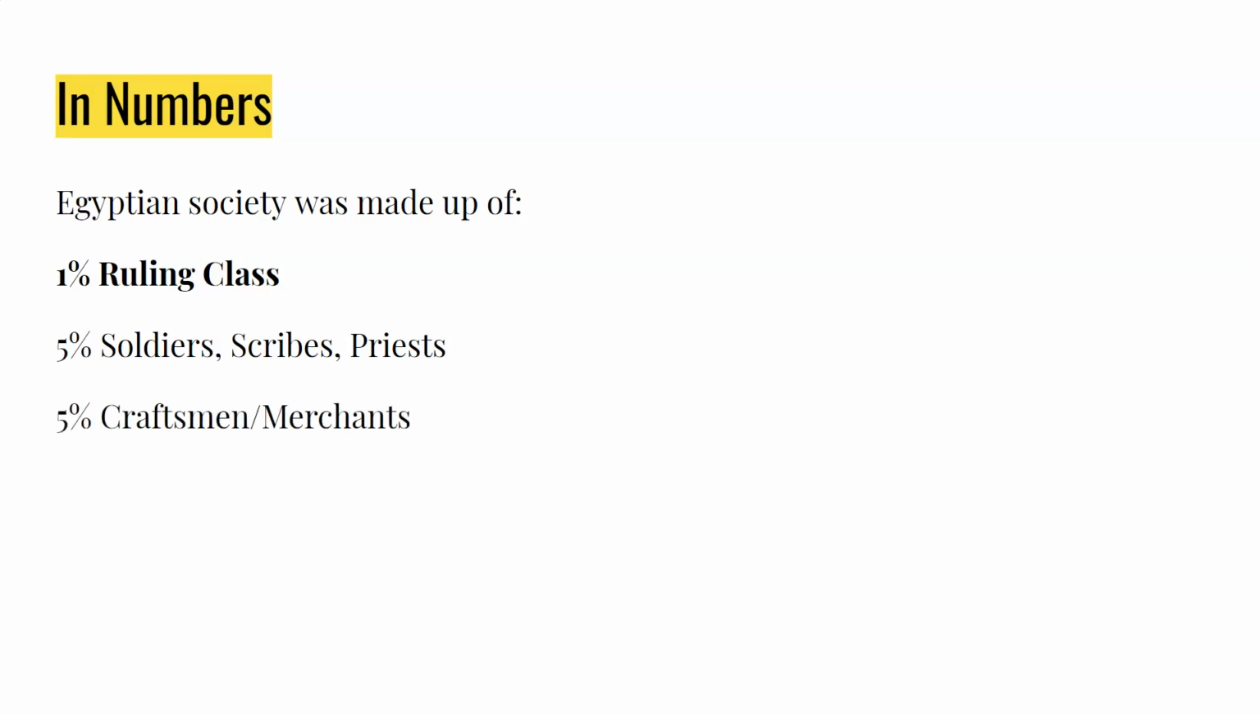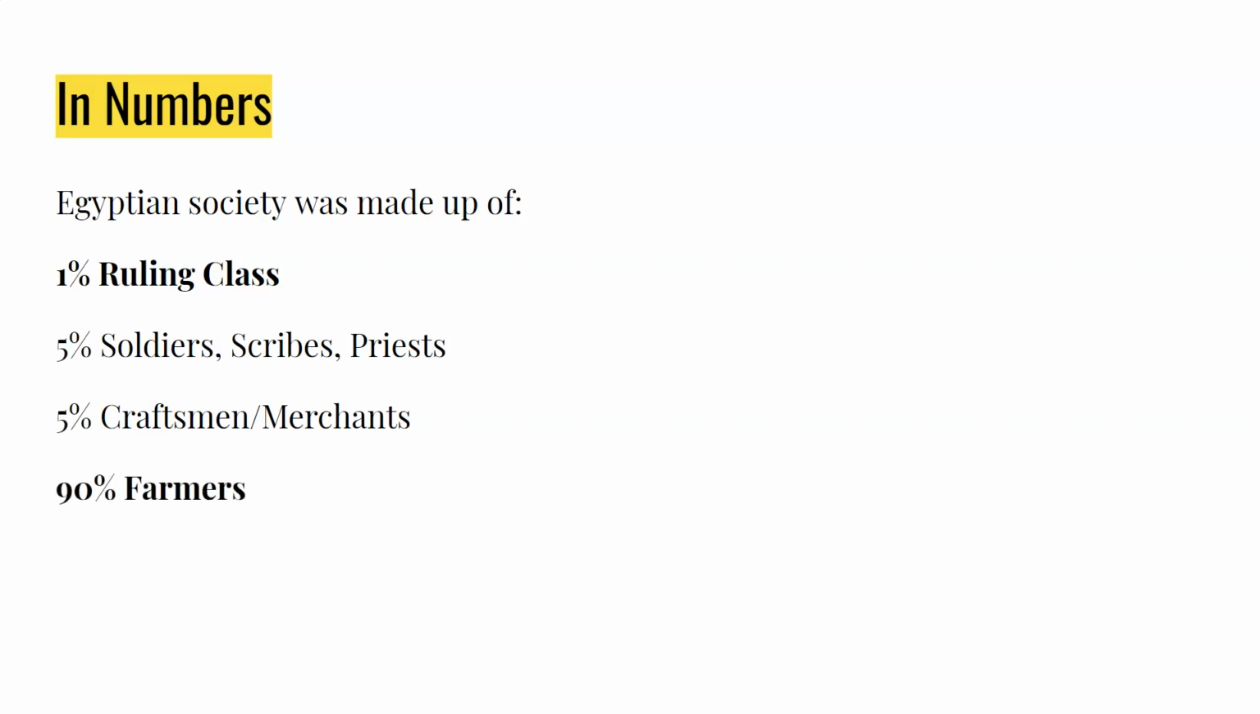And then you got another 5% or so who were craftsmen or merchants, so people who made things, who built things, the people who produced the jewelry, who produced the pottery, all the stuff that people had in their homes, and all the stuff they used as weapons, etc.